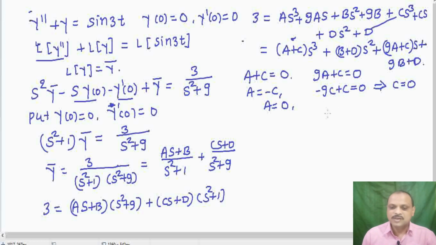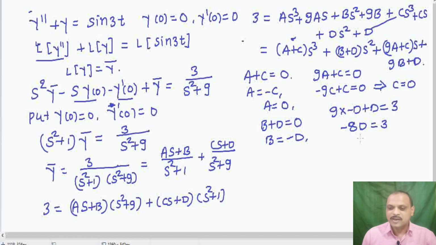Now b plus d equal to 0, so b equal to minus d, and therefore 9 into minus d plus d equal to 3. In the left side we have 3 only, so here you can see we have minus 8d equal to 3, and d equal to 3 divided by 8 with minus sign. Therefore b equal to 3 divided by 8.